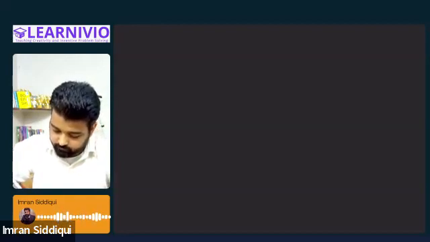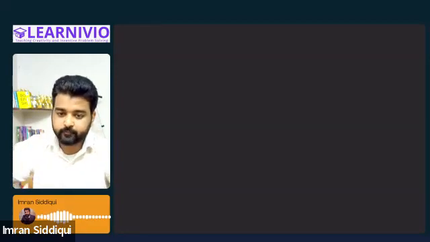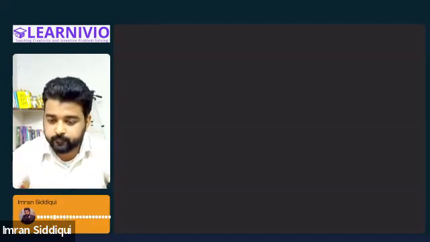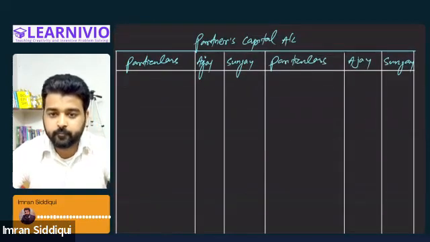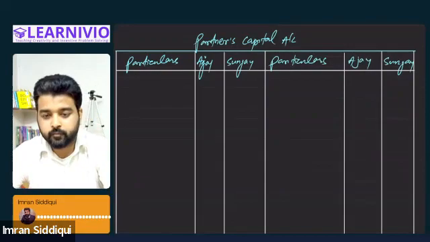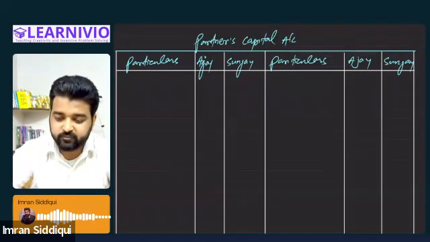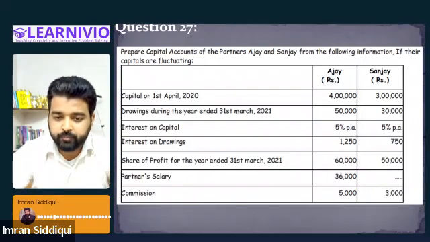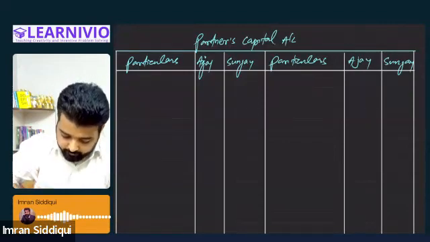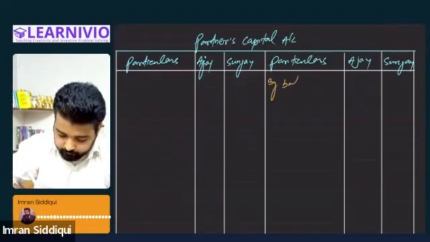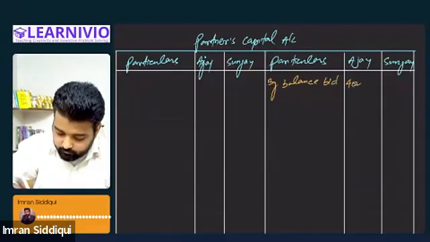All right. So in this format, the first thing that we'll be writing is the partner's opening capital balance of the partner's capital account, which will be 4 lakh and 3 lakh. So by balance b/d, 4 lakhs and 3 lakhs.